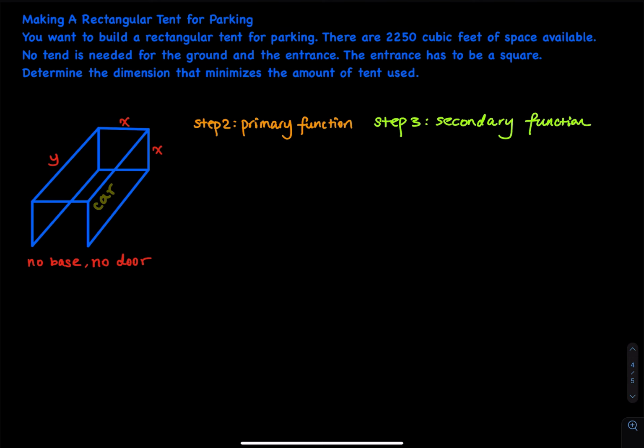So what is the surface area of this tent? We have no door, right? So we have an x squared, x times x, that gives you the area of this square. And then what else do we have? We have three sides, right? So one over here, one over here, and one over there. So we have two walls and a roof. So this is plus x times y, that is one side, and then we have 3 of these, so that is 3xy. So this is your primary function.